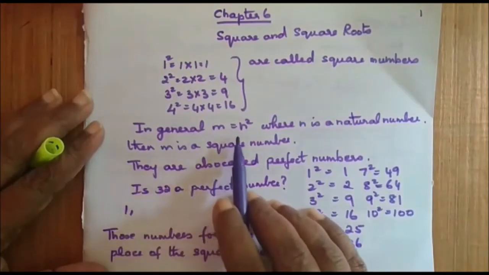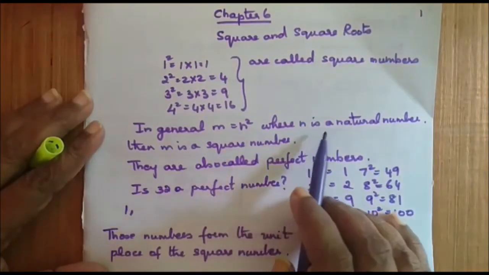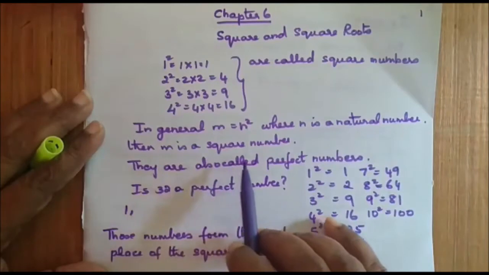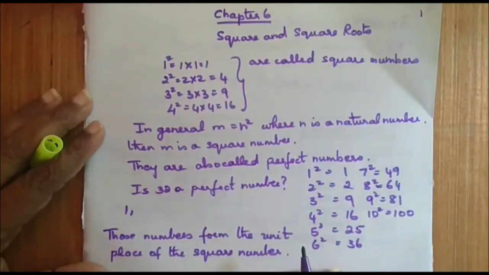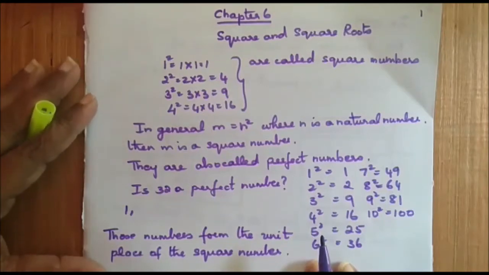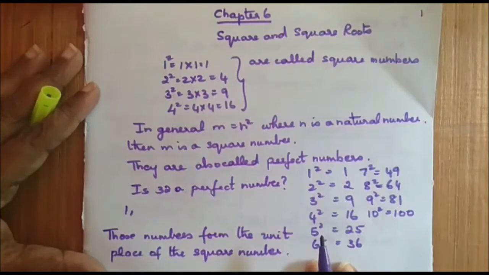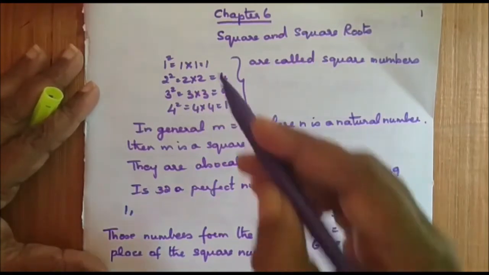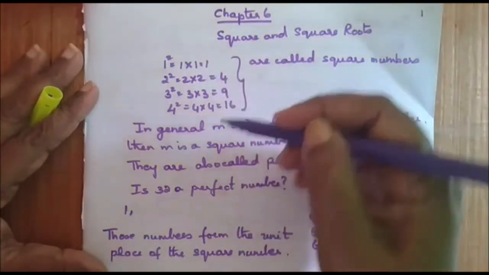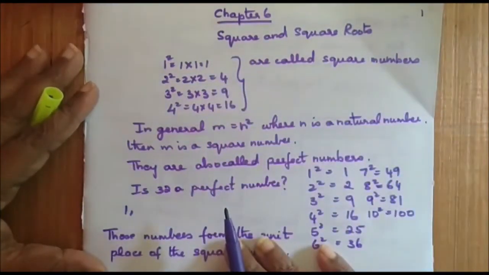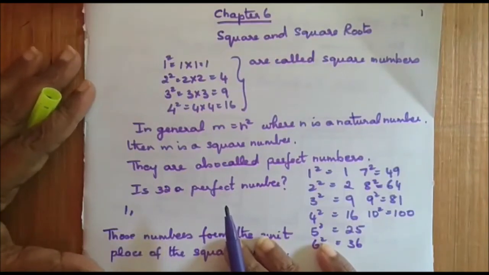In general, if m equals n squared, where n is a natural number, then m is a square number. That is, when I express m as n squared, what is n squared? It can be 1 squared, 3 squared, 5 squared. Then m is called a square number. These square numbers are also called perfect squares. So 1, 4, 9, 16, 25, and so on are called perfect squares.